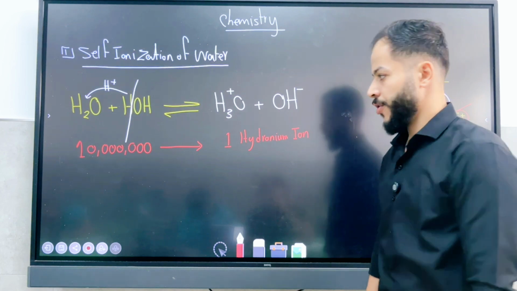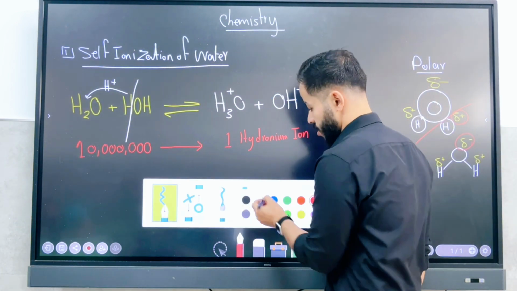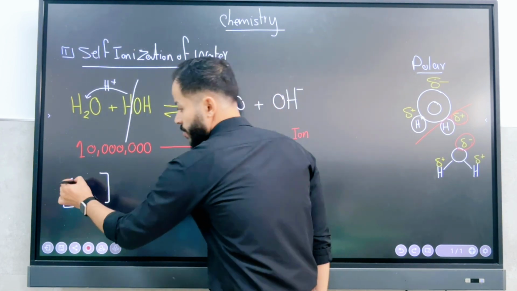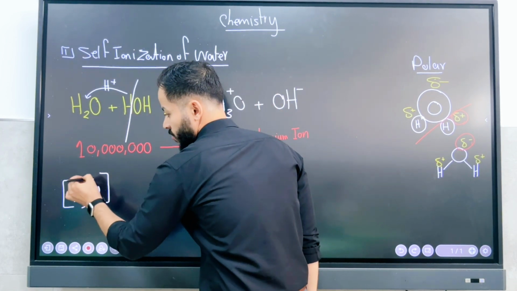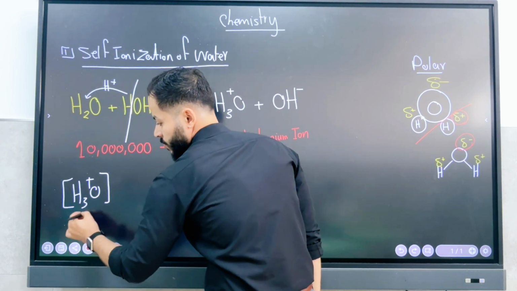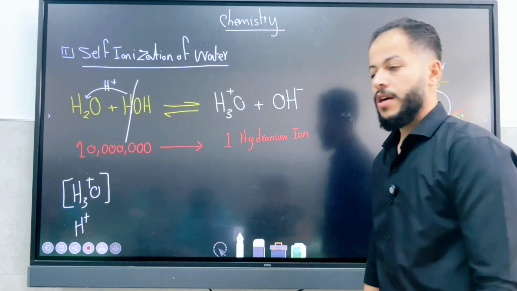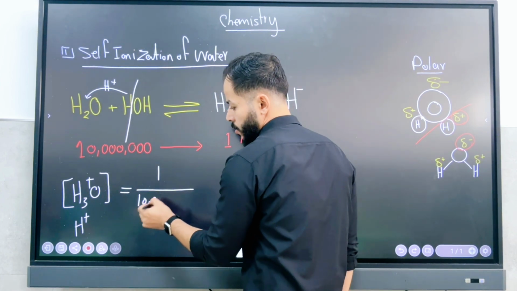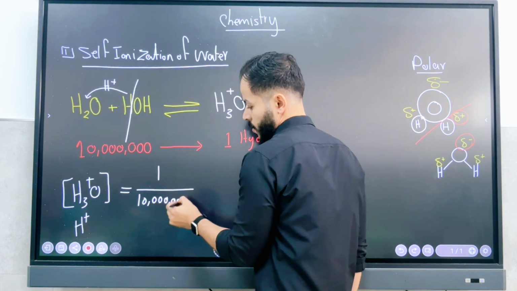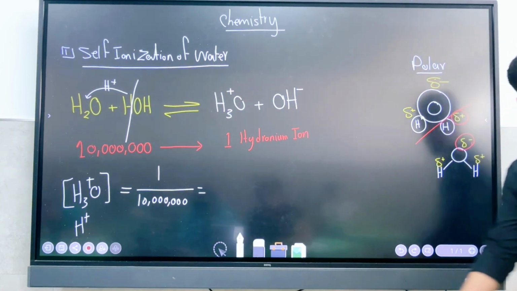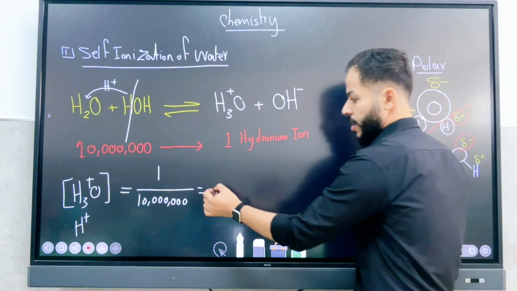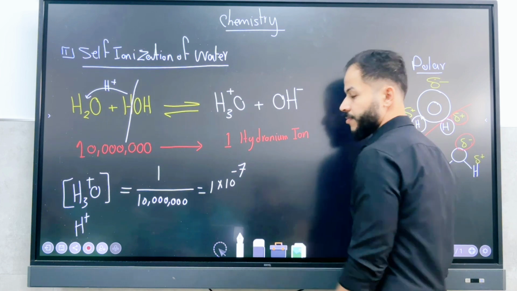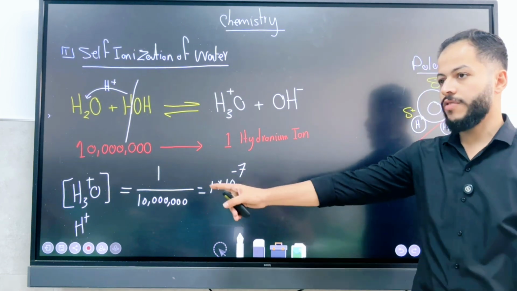Okay? So if we write it in the language of concentration, if you remember, this bracket represents the concentration of a hydronium ion, H3O positive. By the way, you could just write it as H positive, the same thing. It is equal to 1 over 10 million. So could we convert it to an exponential, to become 1 times? Anyone? 10 to the power negative 7. And this is the concentration of the hydronium ion.